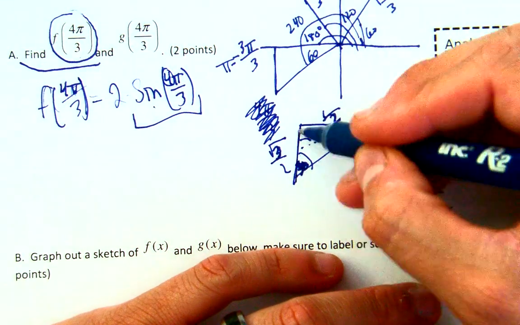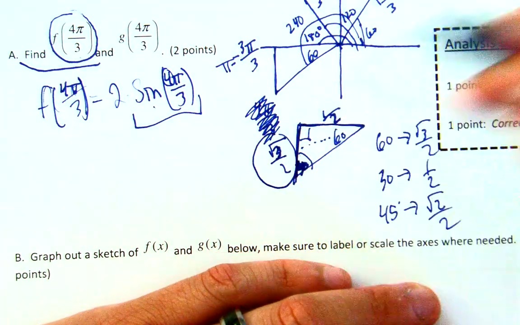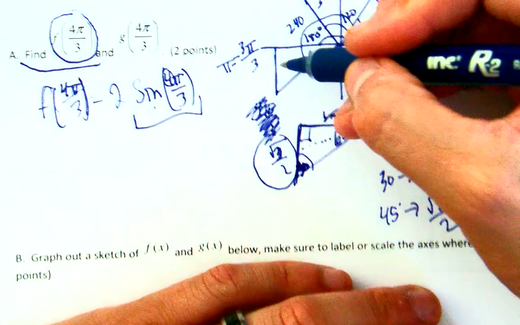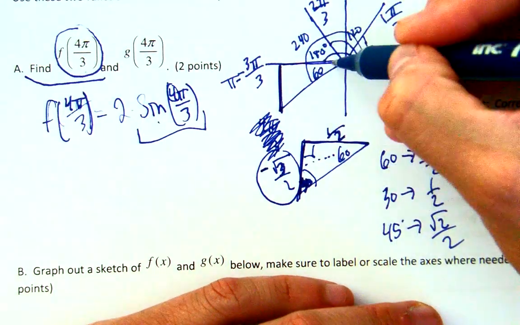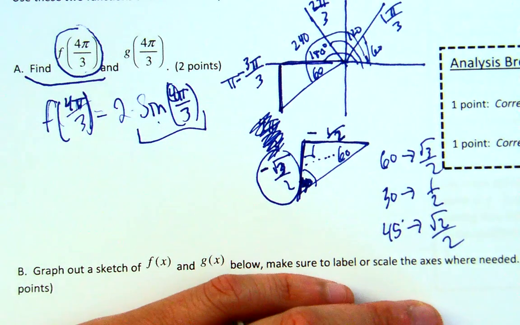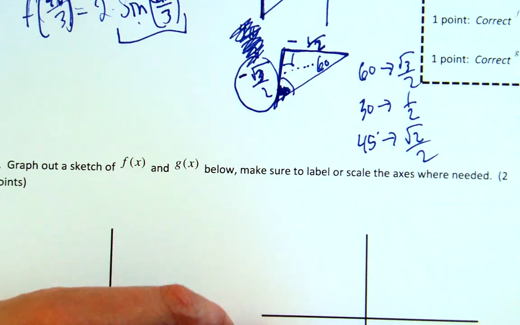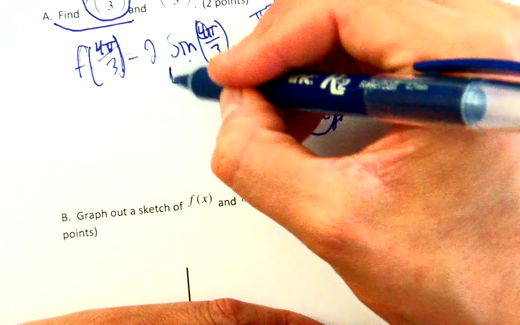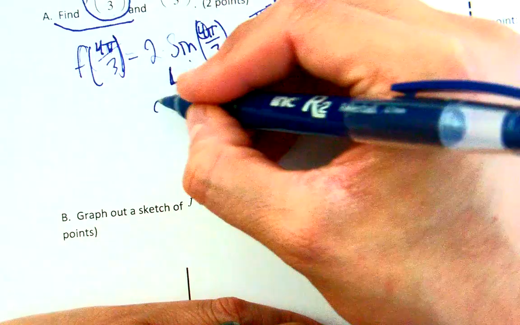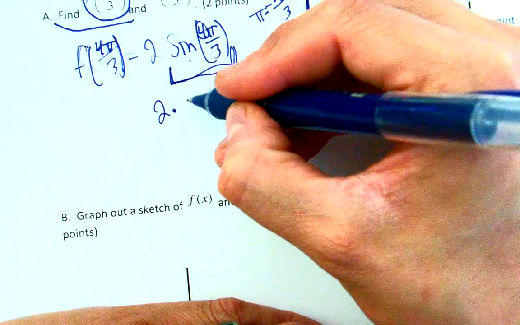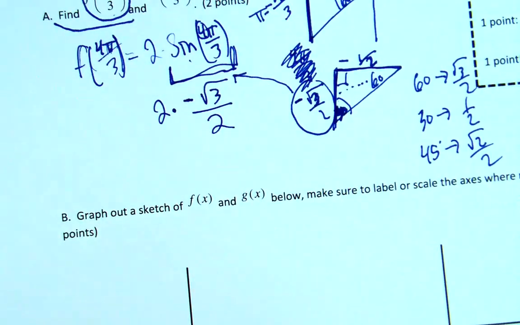Is y up and down or left and right? Up and down. So it's this one here, but if you notice, you see how it's going downwards here? It's negative, and the x is also negative. Thank you, Gustavo. Because it's below the x-axis, the y value is negative here. So then this whole thing becomes what? 2 times sine, negative root 3 over 2.